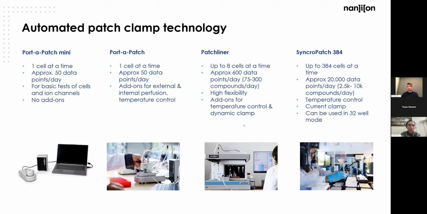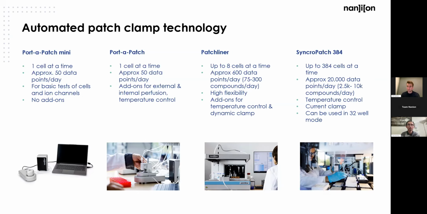Now, our hallmark device, the SynchroPatch 384, is our high-throughput automated patch clamp device, which is able to measure up to 384 cells simultaneously. As you can imagine, this means that we're able to acquire a huge amount of data within a small experimental time window. It contains precise temperature control and current clamp as standard, and can also be used in so-called 32 well mode. This is for when the use of all 384 channels might not be necessary for a given experiment, and one can customize how many channels one wants to use at a given time.